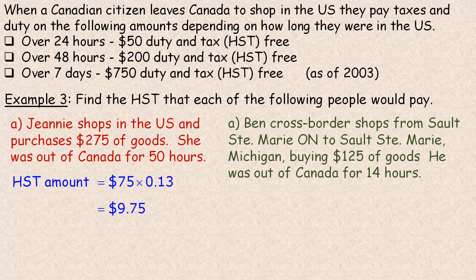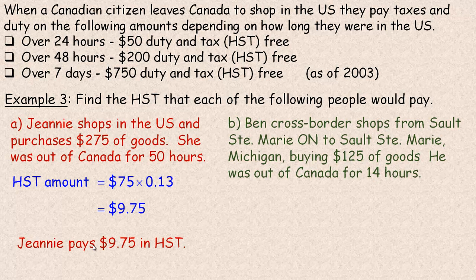In the second question here, oh, that should actually be a B. I don't know why I had an A there. Ben cross-border shops from Sault Ste. Marie, Ontario to Sault Ste. Marie, Michigan, buying $125 of goods. He was out of Canada for 14 hours. Now, this first one says if over 24 hours, this much is duty-free. If it's for less than 24 hours, then there's no free part.